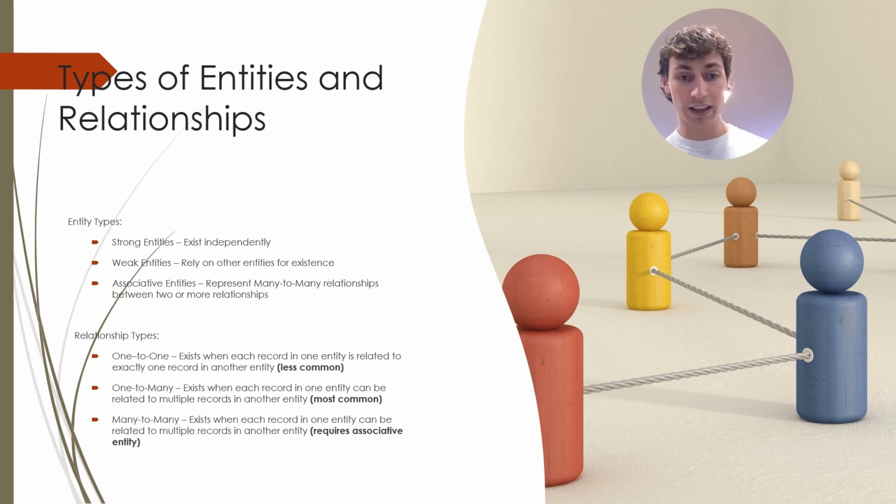A one-to-one exists when each record in one entity is related to exactly one record in another entity. Now, this is a less common version of a relationship because there's not going to be a lot of things in your system that only relate to one of the other entities. Normally it's one-to-many, which is the next one, which exists when each record in one entity can be related to multiple records in another entity. And it's nice to have these one-to-many relationships. And again, as noted, it's the most common.